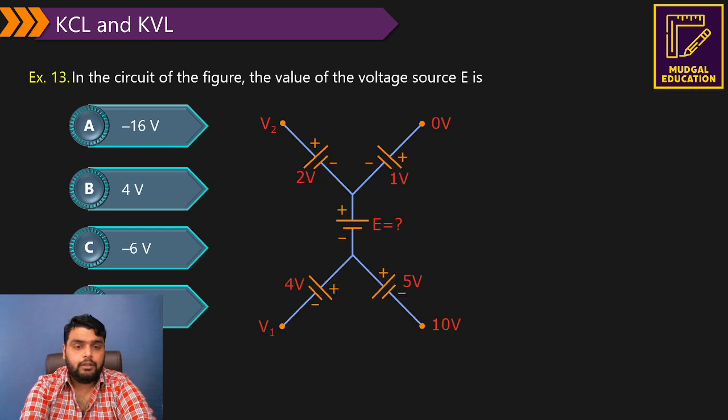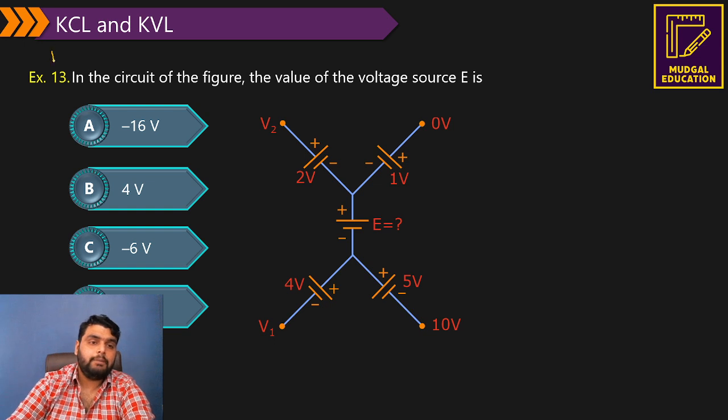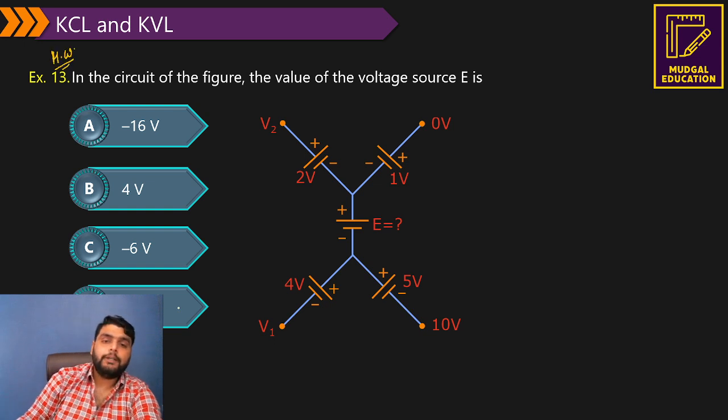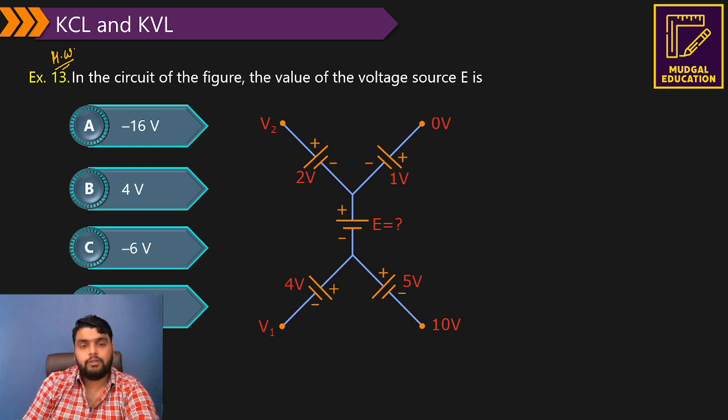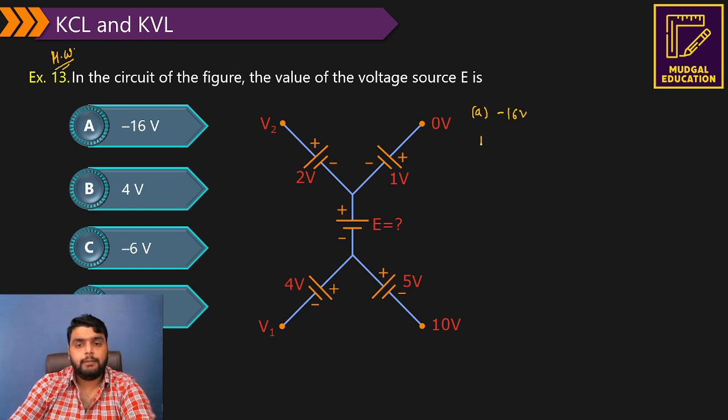Okay. Now try to solve this question in homework. This is your homework question. Example 13 is your homework question. Try to solve this question. You need to find out the voltage source E. Let me tell you the options, because the options are hidden. The options are: minus 16 volt, 4 volt, minus 6 volt, and the last option 16 volt.